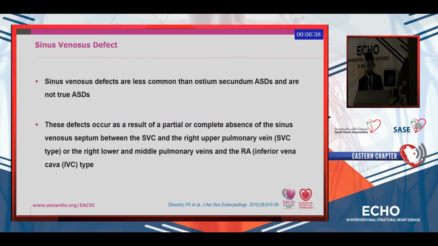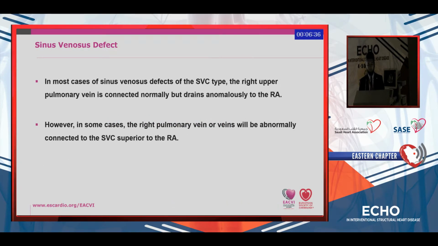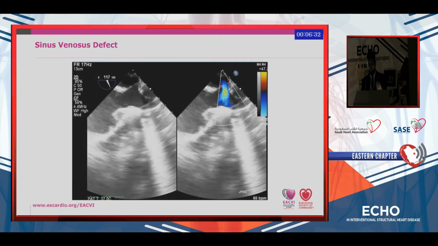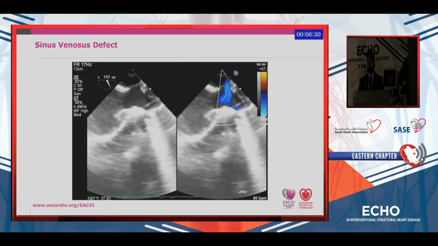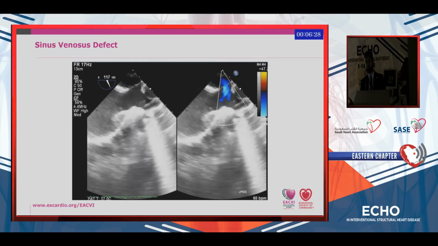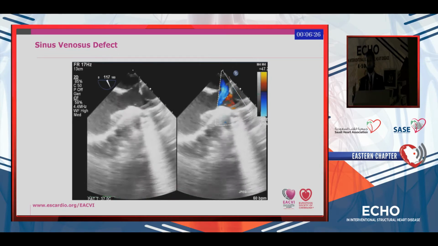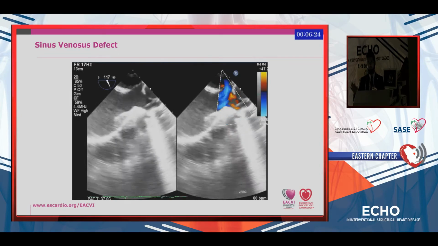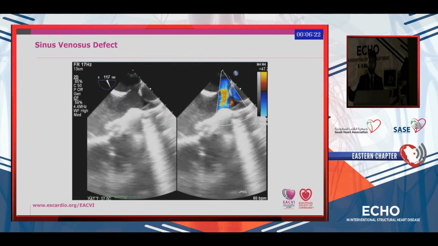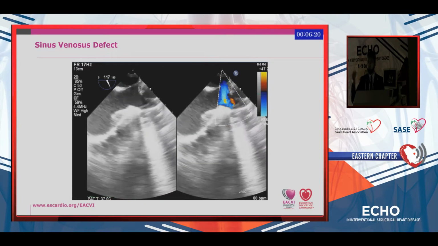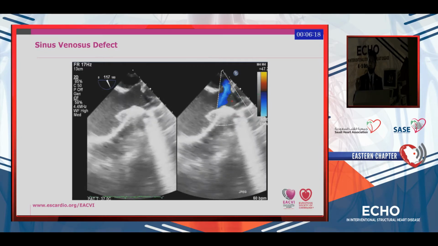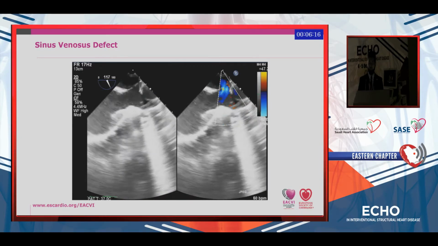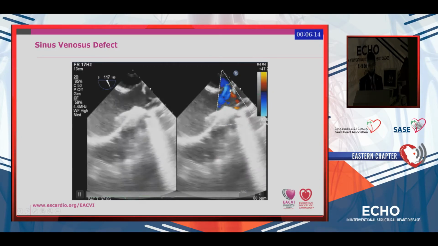Sinus venosus defect. This is one of the most common types I see personally, the superior vena cava type, although all of them are rare. Sometimes associated with anomalous pulmonary venous drainage, sometimes the right upper pulmonary vein connected normally, however, the drainage going to the right atrium, or sometimes the connection itself is abnormal and connected to the SVC, like in this case. So it's very, very high.